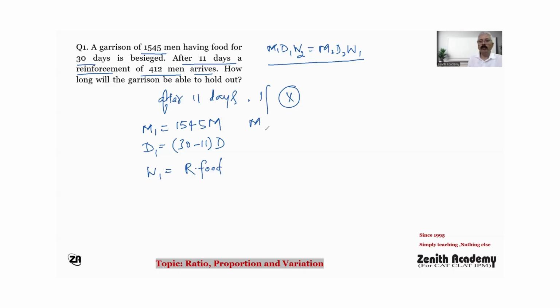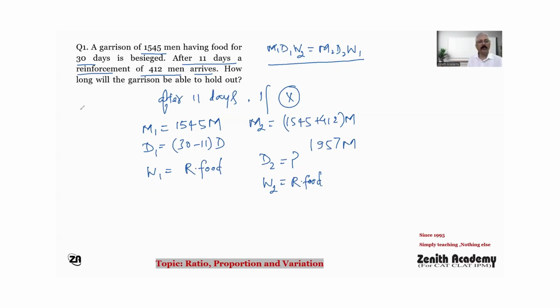And M2 will be 1,545 plus the arrival of 412 men. So it is 1,957 men. And D2 is to be found out, and W2 is for the same provision, meaning the same remaining food.